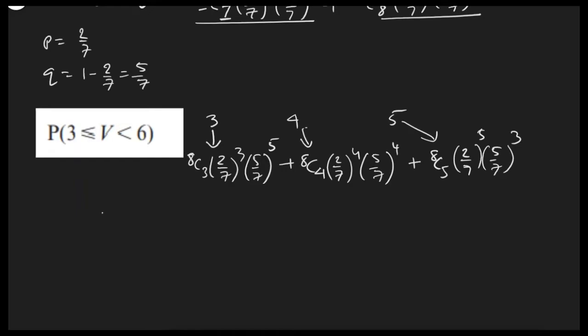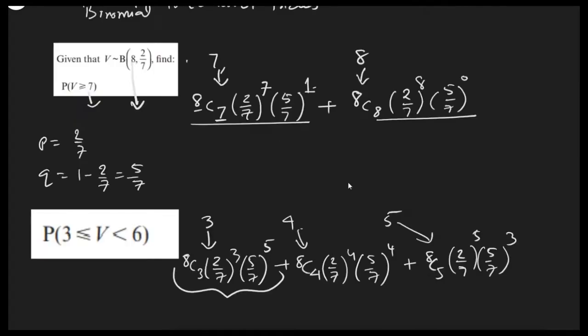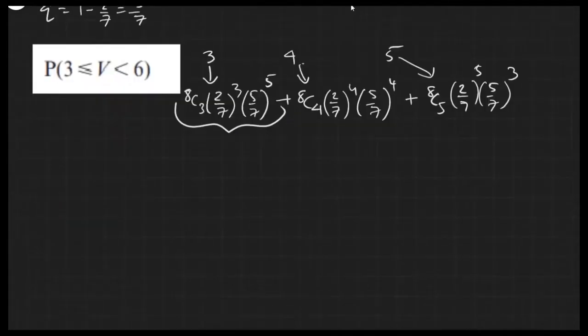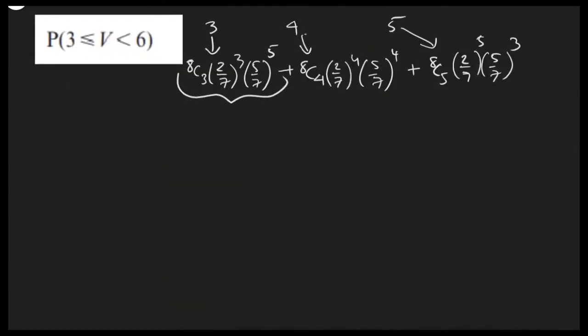So I hope it is understood that this is the common formula for all the binomial probability distributions, and the only thing that is left now is the expected value and variance. So expected value and variance are the easiest part of binomial distribution.